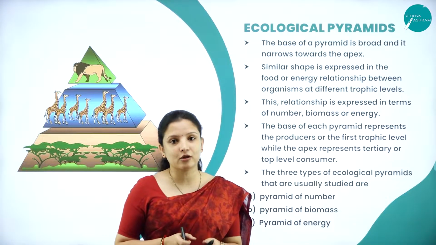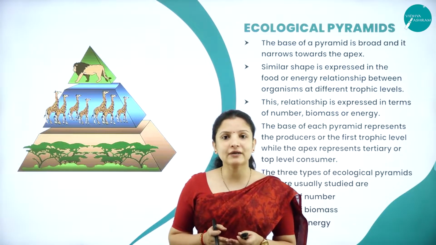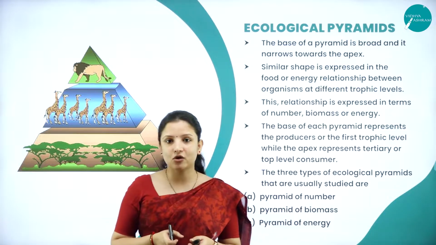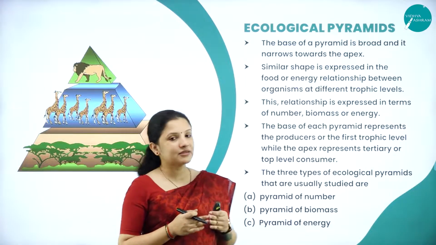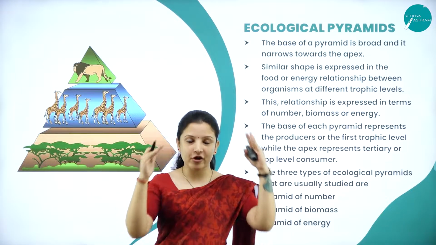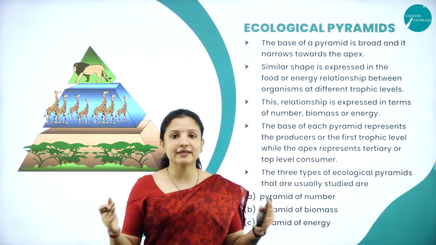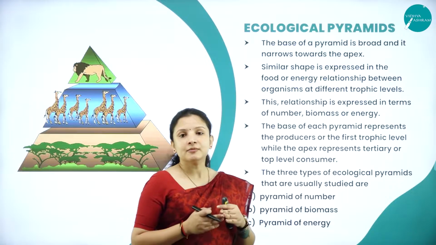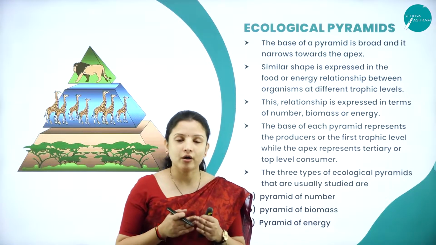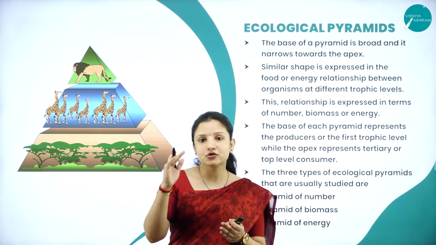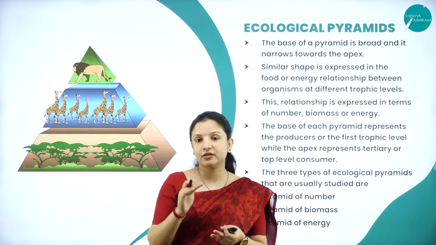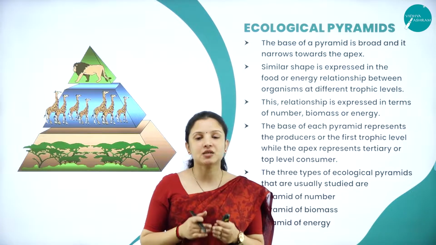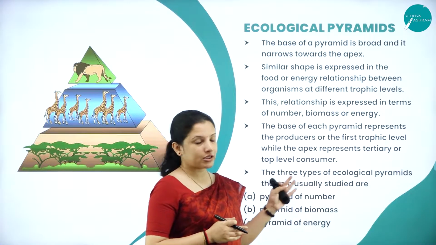What are these ecological pyramids? You all have seen pyramids, right? That is the Egyptian pyramids that are standing tall till today. Those pyramids are just like a triangle. They are pointed at the tip and at the base they are broad and flat, right? Similarly, the food chain or the food web, in particular the different trophic levels in these food chains and food webs, can be depicted by using ecological pyramids.